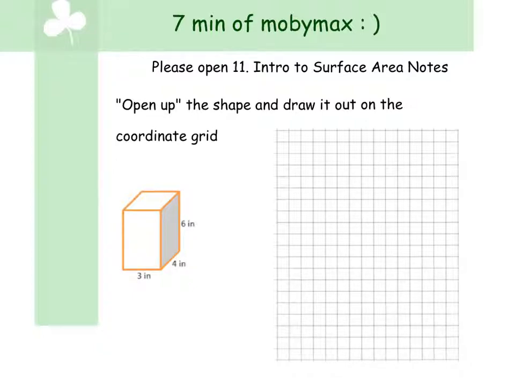So think of a box. When you get a box ready for recycling, you open it up, flatten it out. That's what I'd like you to try to do now. So try to visualize this opened up and draw all of the pieces connected, all of the sides connected on this grid. And then come back to see if we match.